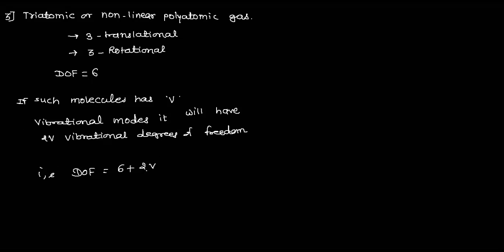Vibrational modes. V is the number of vibrational modes. How many vibrational modes are there? If one vibrational mode is there, it means the extra degrees of freedom is how many? 2. Keep it in mind.